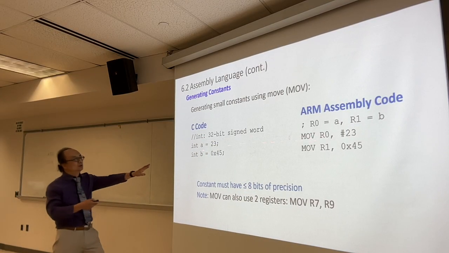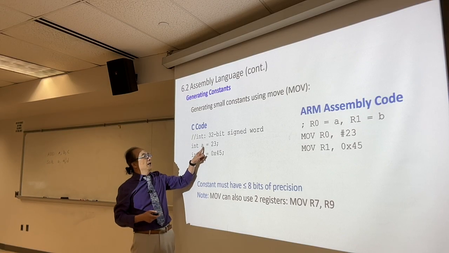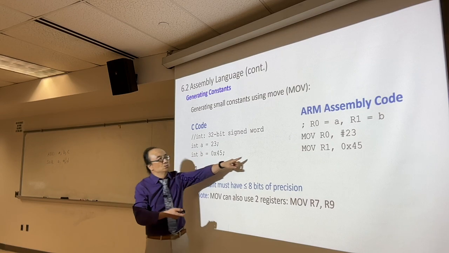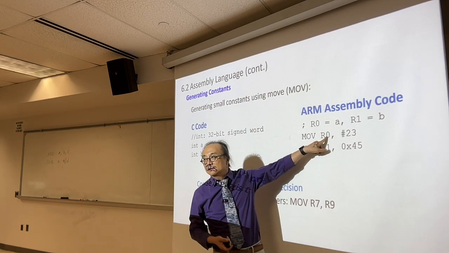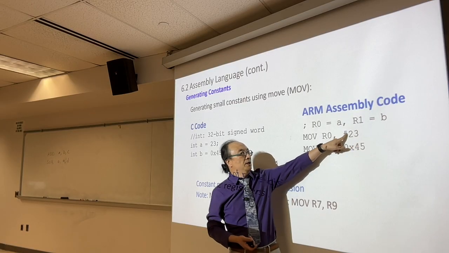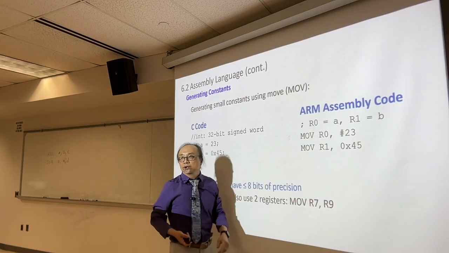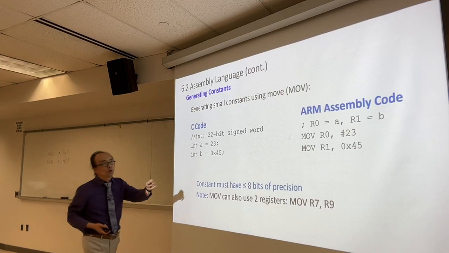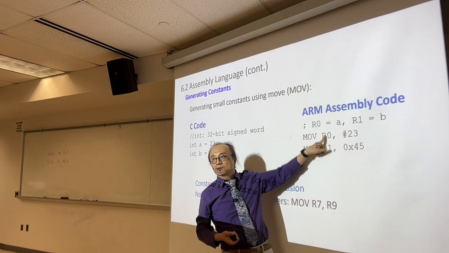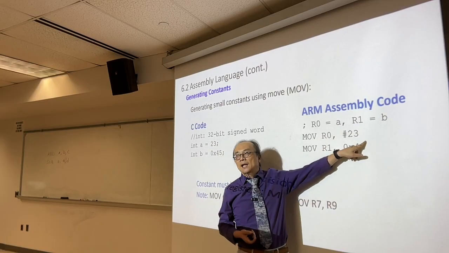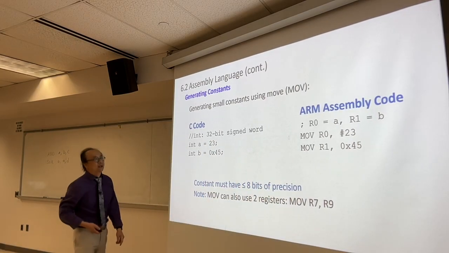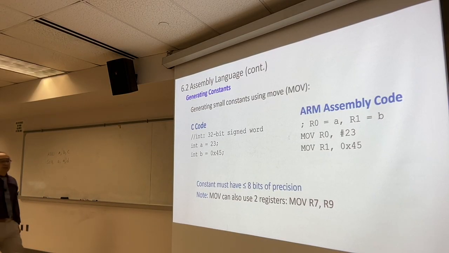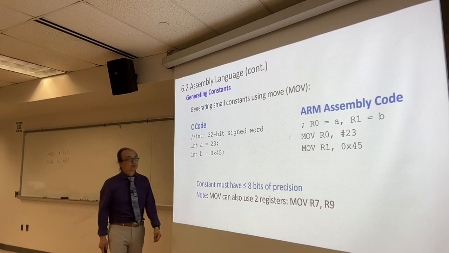We have a move instruction. I want to put A as 23 as a decimal number. Then we're going to use move R0. That's our destination again. And then whatever the constant, dump it into move. In the move instruction, MOV, we don't need three operands, only two. The first one is a register we want to put that in, and then any number, either decimal or hexadecimal or even binary. The constant must have less than 8 bits of precision.